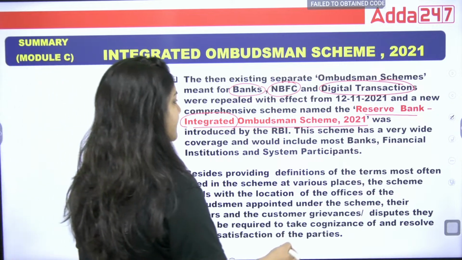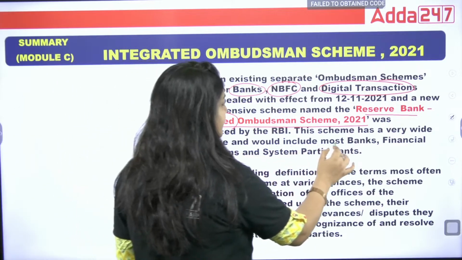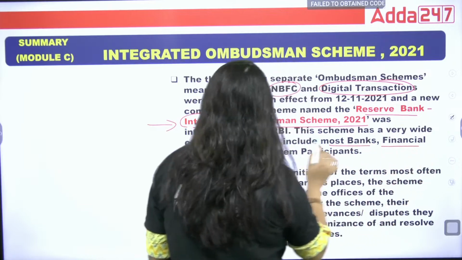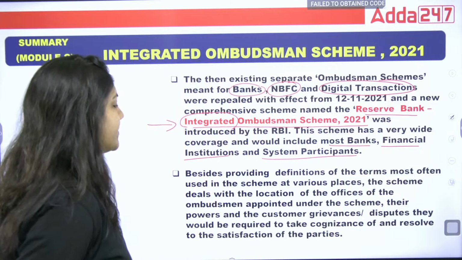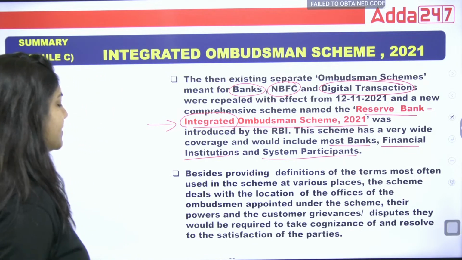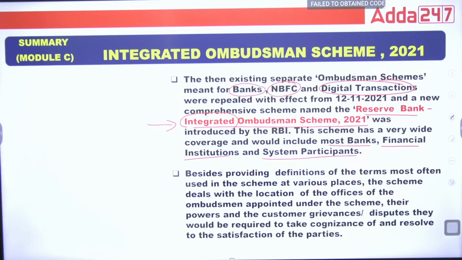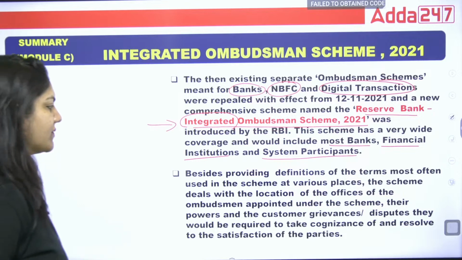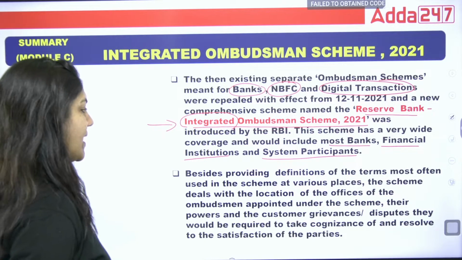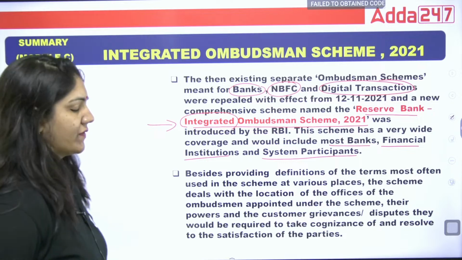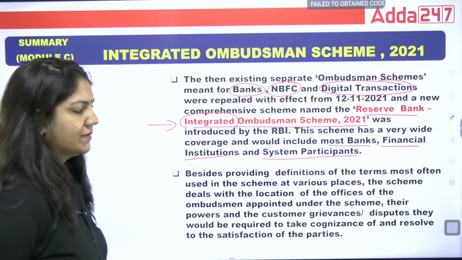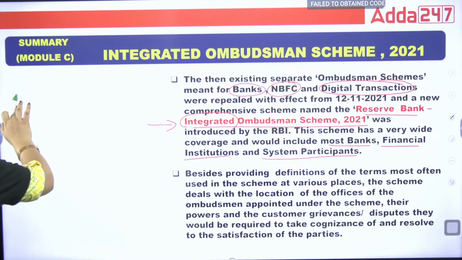So it covers banks, financial institutions and system participants. Besides providing definitions of the terms most often used in the scheme at various places, the scheme deals with the location of offices of the Ombudsman appointed under the scheme, their powers and the customer grievances and disputes they would be required to take cognizance of and resolve to the satisfaction of the parties. Okay, that's cool. Next.